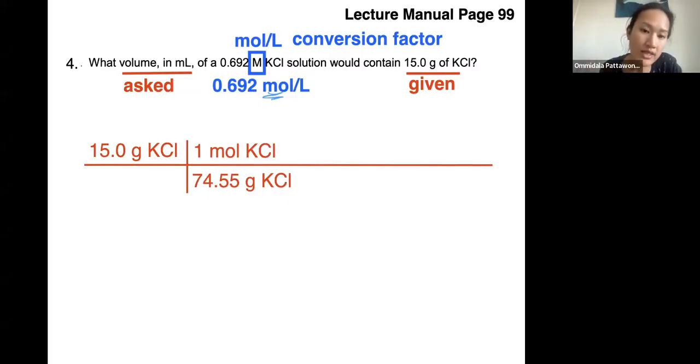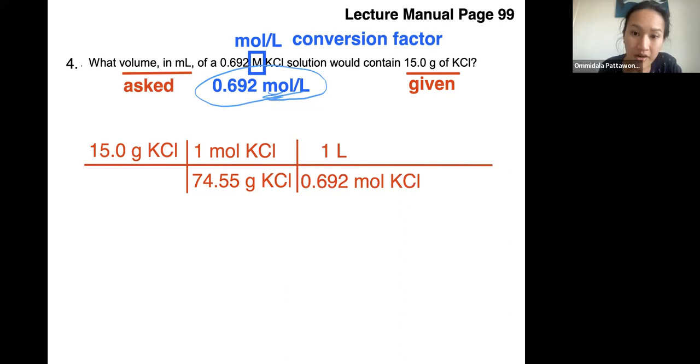Okay, so once I convert that to mole, the next thing is we see that this is a conversion that allows us to convert from mole to volume. So in this case, I'm going to use that. So it's 0.692 mole in 1 liter of the solution. But the problem is asking us in milliliter, so the final step would be to convert from liter to milliliter. So if you cancel out the units, you are going to get your answer in milliliter.